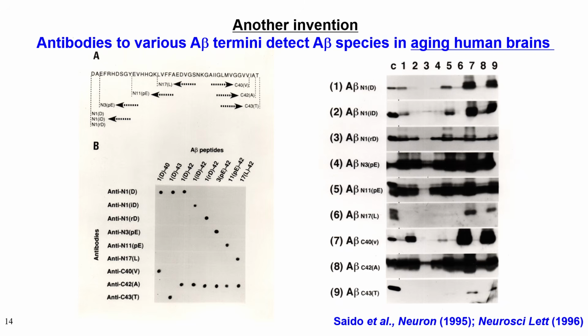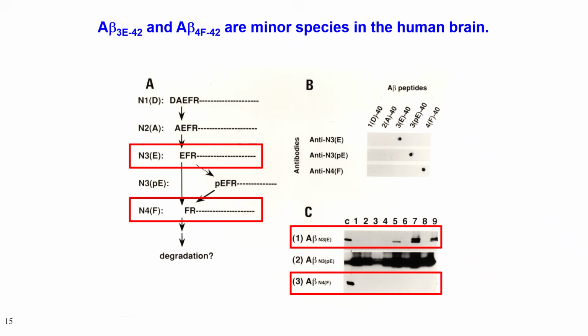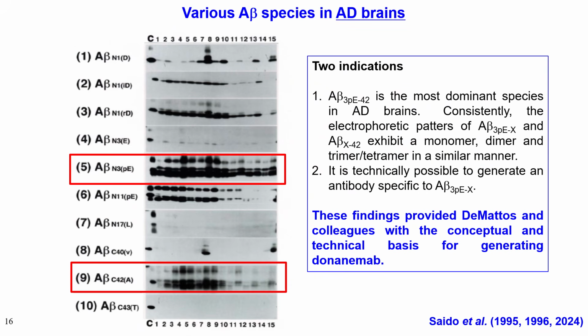We then entered the field of AD research by generating antibodies that recognize distinct amino and carboxy structures of A-beta. Here is Western blot data of formic acid extracts from the aged human brain. You can see that A-beta X-42 with various amino terminal modifications is more abundant than A-beta 1-40 and 1-42. This shows that A-beta 3E and A-beta 4F are minor species, indicating selective accumulation of A-beta 3PE. This is Western blot analysis of A-beta extracted from AD brains.